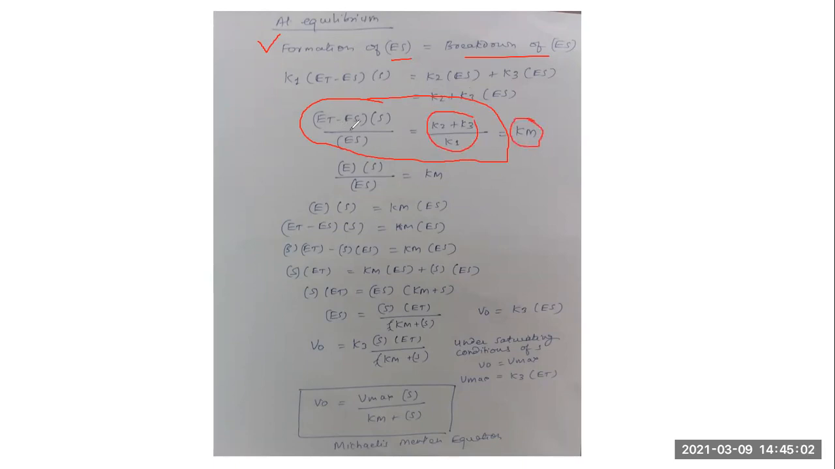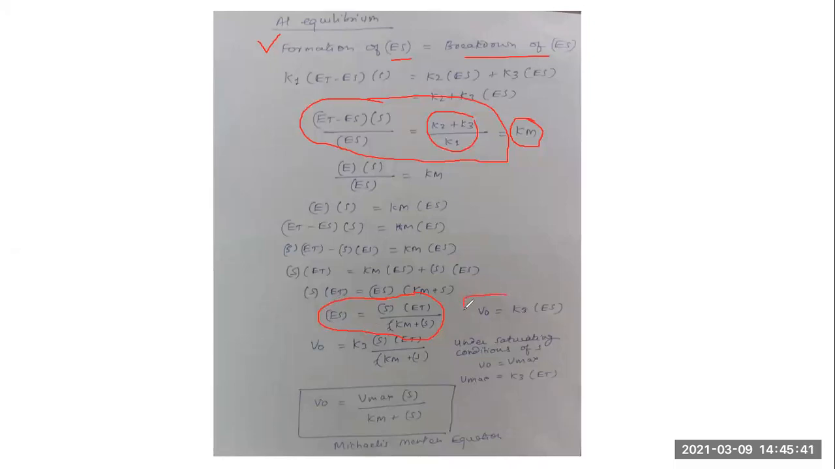So what you have basically, when you solve this, and I'll be sharing these pages with you in the classroom. Those of you who have not joined the classroom should join it. So you will have ET minus ES is equal to E, E into S upon ES is equal to Km. And when you further solve this, these are the mathematical steps. So you get an expression for ES: ES is equal to ET S upon Km plus S. Okay, so you get an expression for ES.